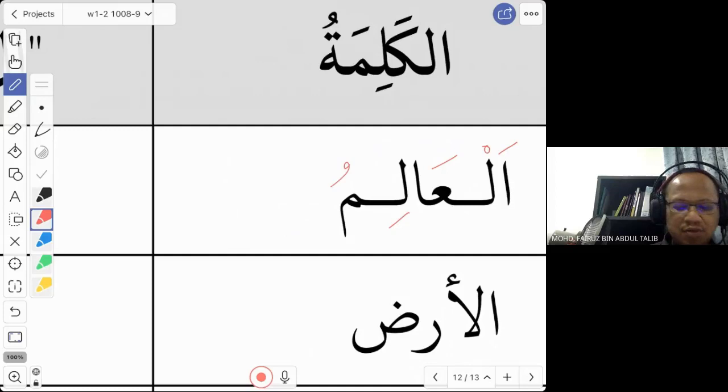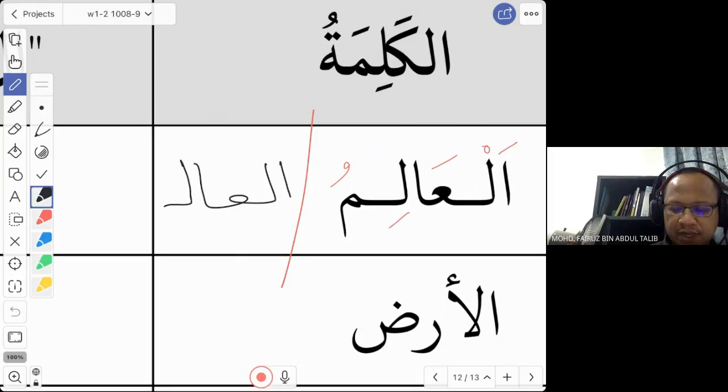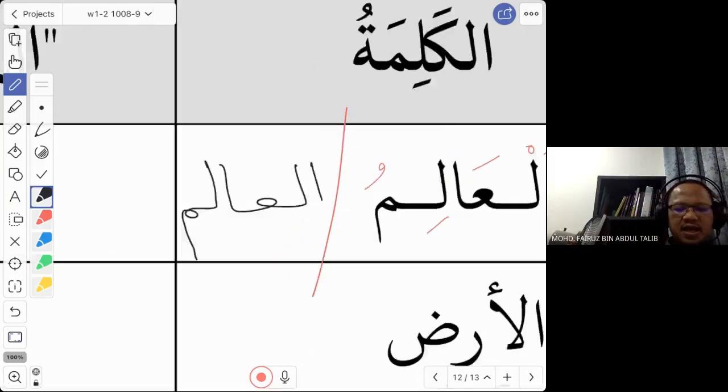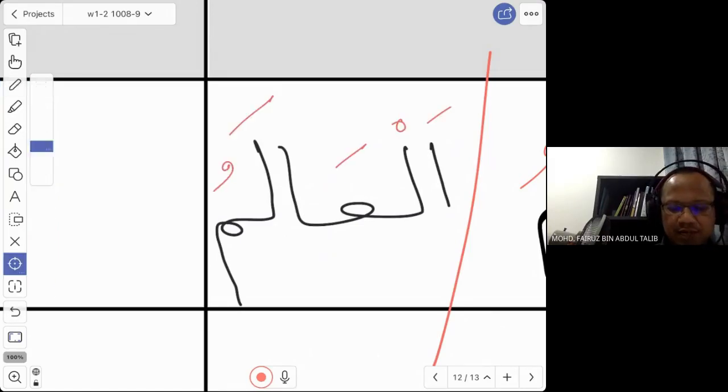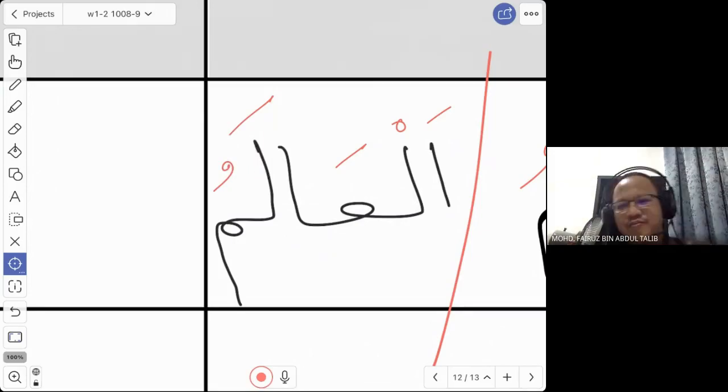Let us write the word again, but this time I will read it differently. Okay, this time I will read al-alamu. Put the vowels: al-alamu. Then these are the vowels, al-alamu. So this is the difference, al-alamu, al-alimu.